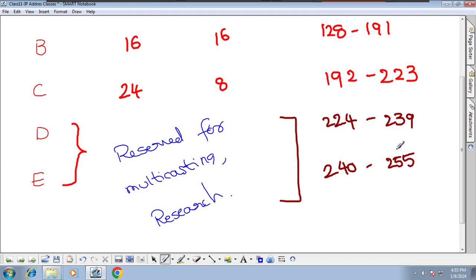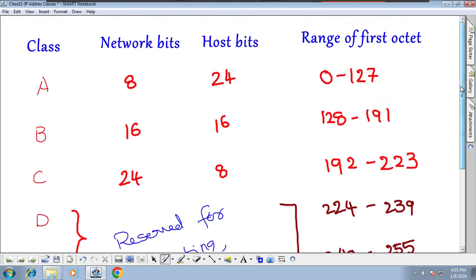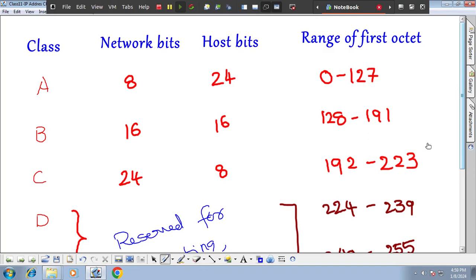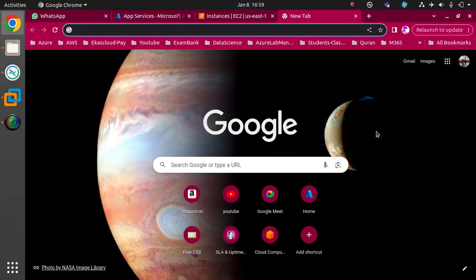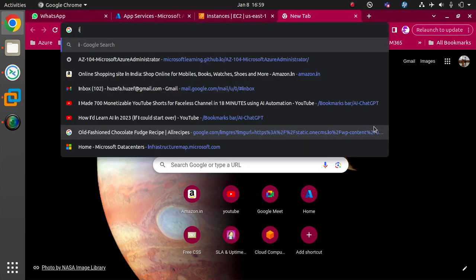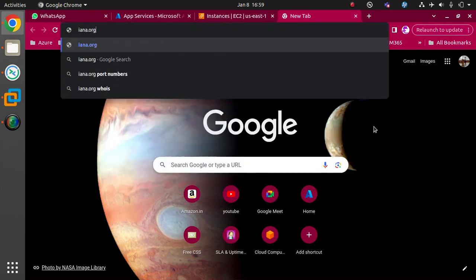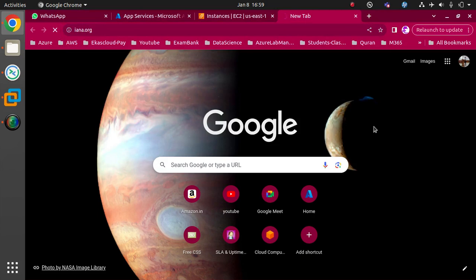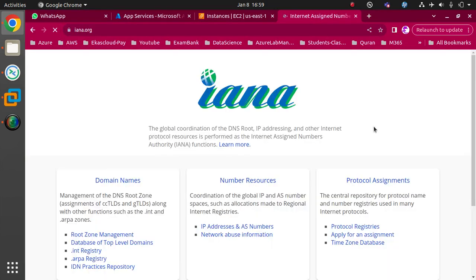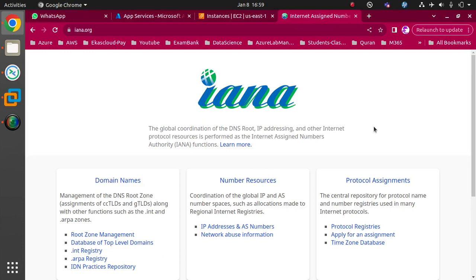If you want to know the IP address ranges, you may have some questions: who created all this range, who reserved this range. So what we have to do is go to a website where you can visit and know all this information about IP addressing, that is iana.org. I hope you may know this already.